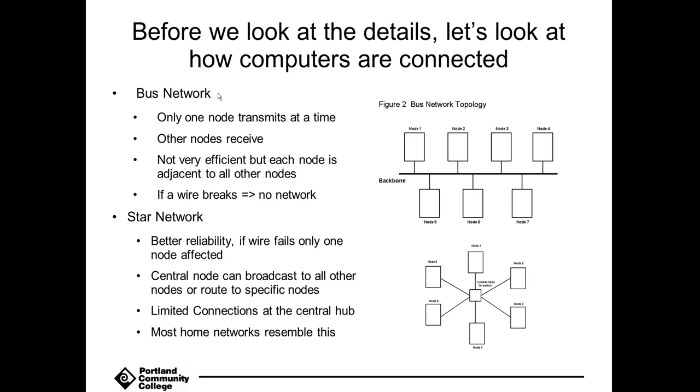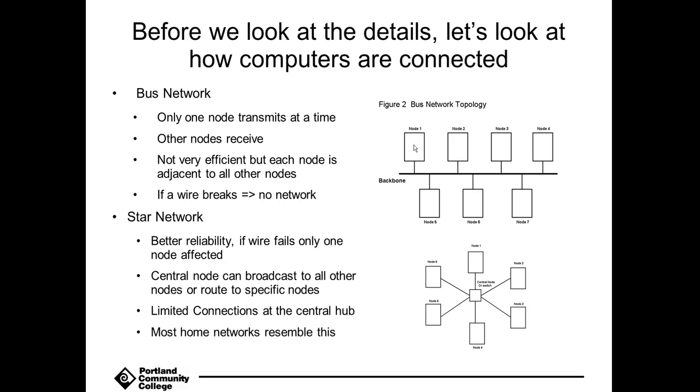Now, one of the early network topologies, certainly, is called the bus network. In this network, only one of these nodes, and each node is a computer, can transmit at a time. All these other computers can receive, but only one can transmit, because there's only one transmission medium here. Can't have two people talking at the same time. It's not very efficient because only one node can communicate at a time.